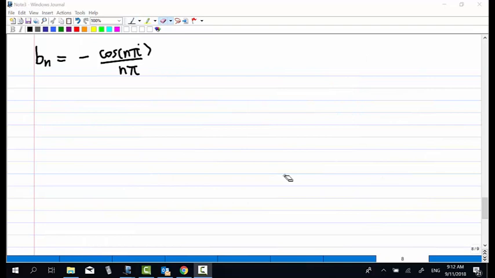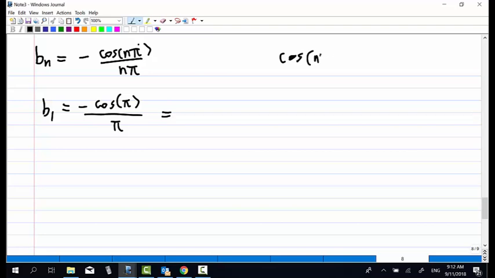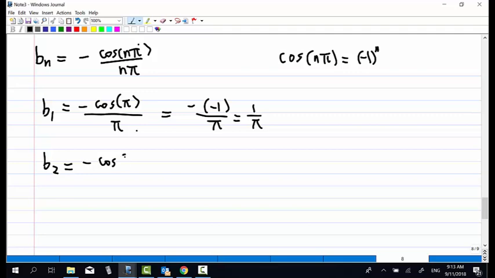Now, we are ready to find B1, B2, B3. So what is B1 equal to? B1 is equal to minus cosine pi over pi, with n equal to 1. Now what is cosine pi? We know that just now cosine n pi is equal to minus 1 power n, so cosine pi is minus 1. So minus minus 1 over pi is actually 1 over pi. What is B2 now? B2 is minus cosine 2 pi over 2 pi. Now cosine 2 pi is actually 1, so this is minus 1 over 2 pi.